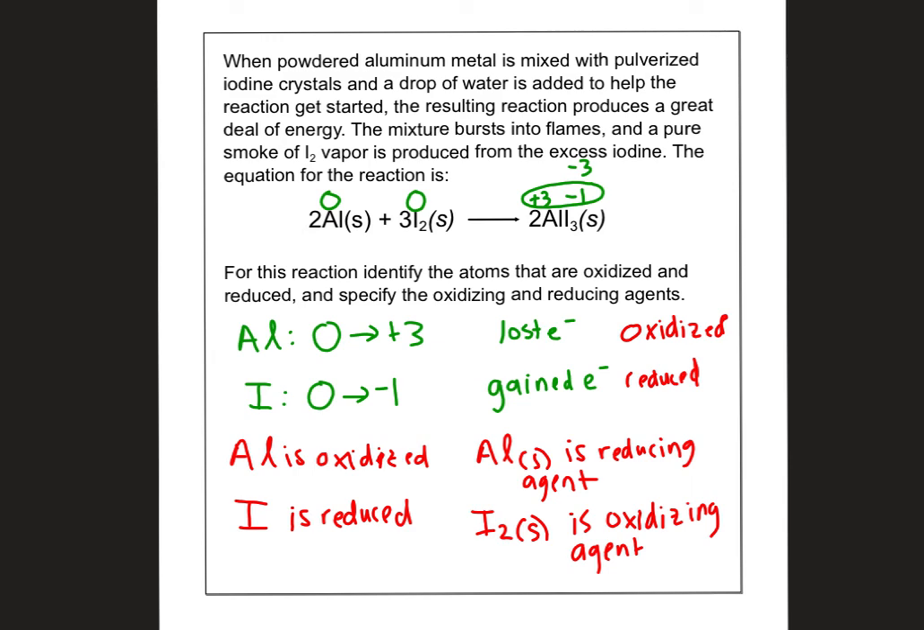All right, check your answers. Hopefully you figured out that aluminum is oxidized, so aluminum is the reducing agent, and that iodine is reduced, so I2 is the oxidizing agent. Check your oxidation numbers if your answer does not match mine. We'll go over some of this in class this week.